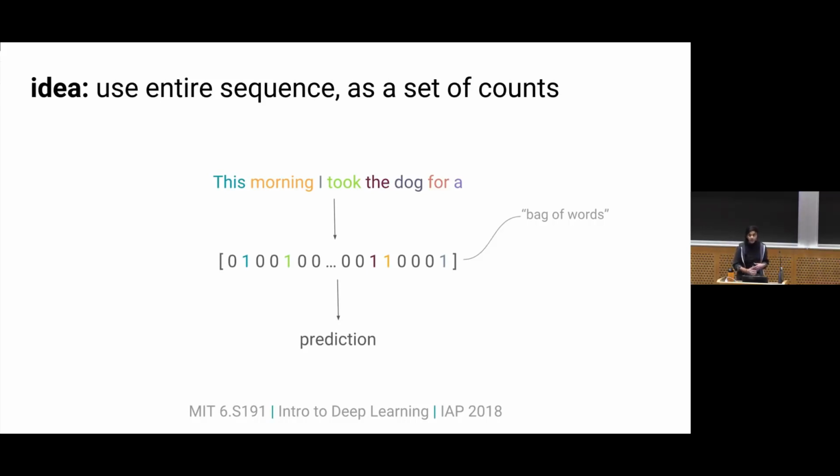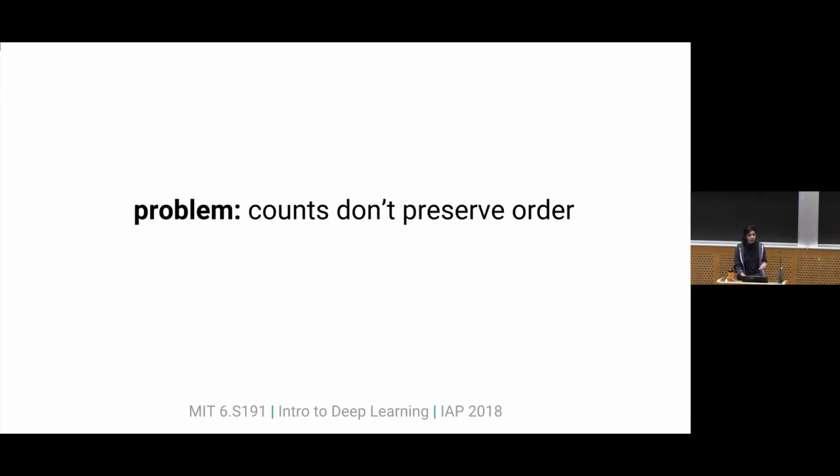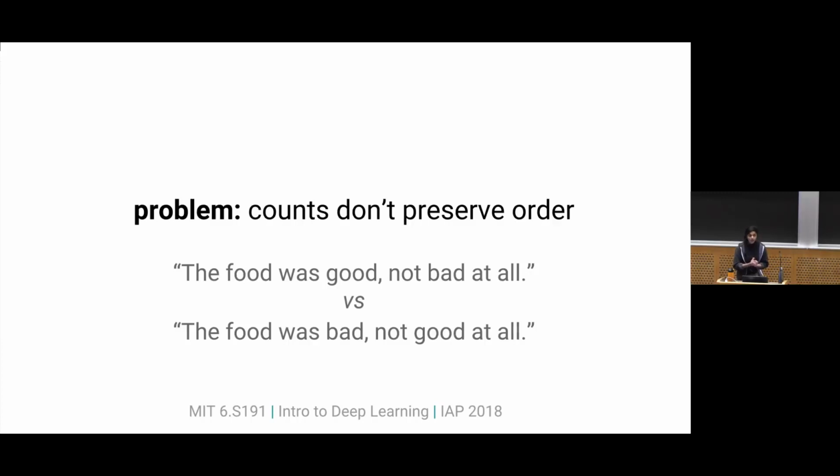The problem you may be noticing here is that we're losing all of the sequential information. These counts don't preserve any order that we had in the sequence. To see why this is really bad, consider these two sentences: "The food was good, not bad at all" versus "The food was bad, not good at all." These are completely opposite sentences, but their bag of words representation would be exactly the same because they contain the same set of words. So by representing our sentence as counts, we're losing all of the sequential information, which is really important because we're trying to model sequences.